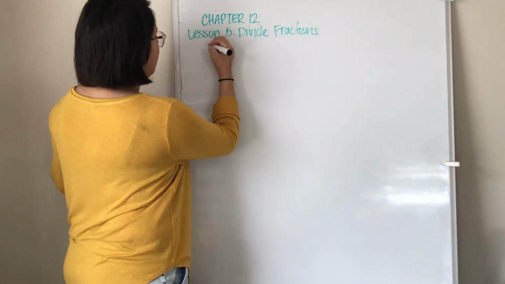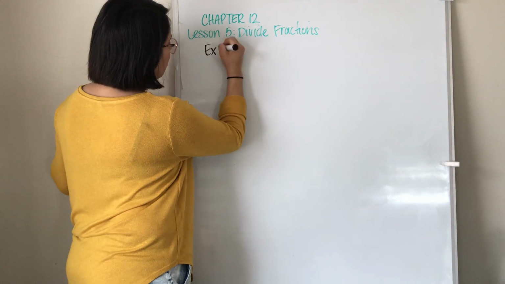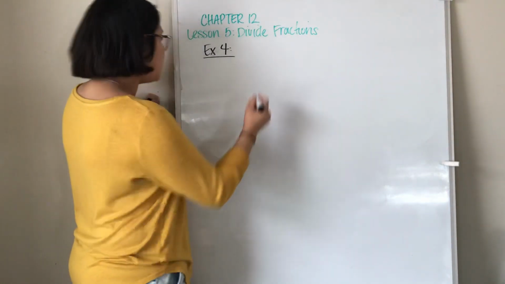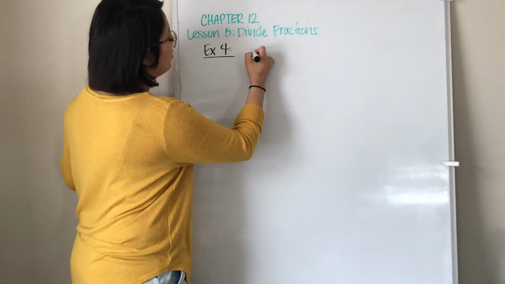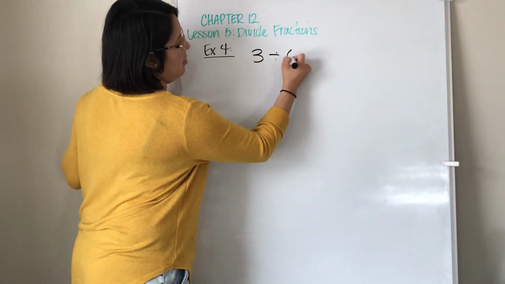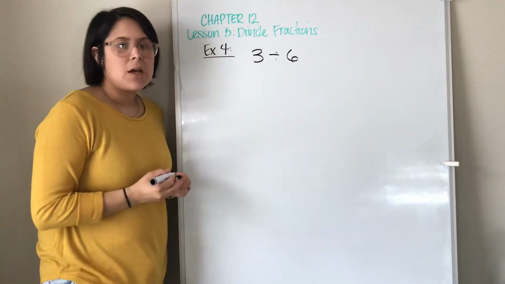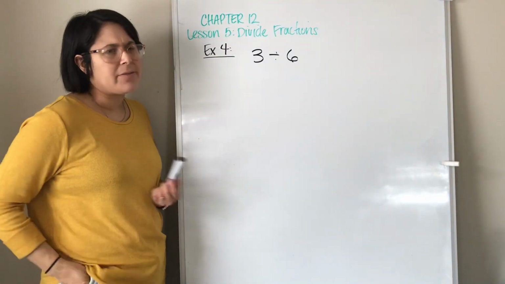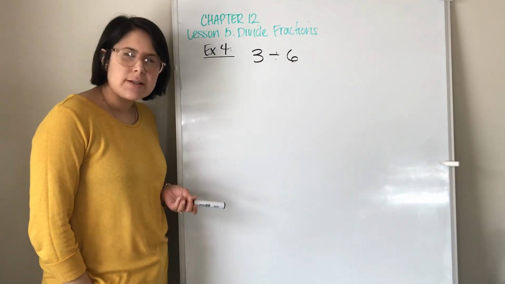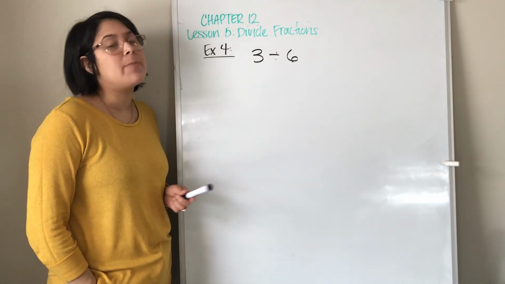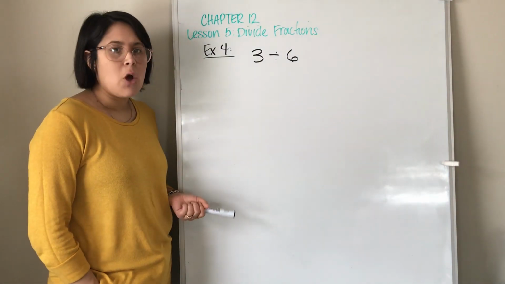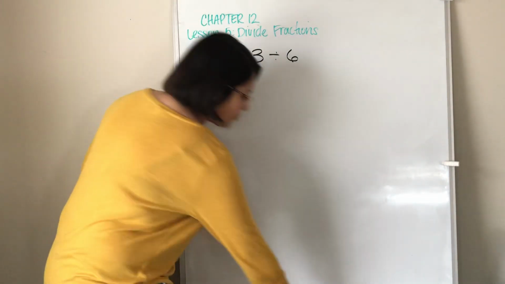All right, example 4. This one's going to look a little silly. 3 divided by 6. It looks silly because when you first look at it, you say, yeah, 3 divided by 6 is 2. Well, that's not actually true. 6 divided by 3 is 2. But what's 3 divided by 6? Well, let's figure it out.